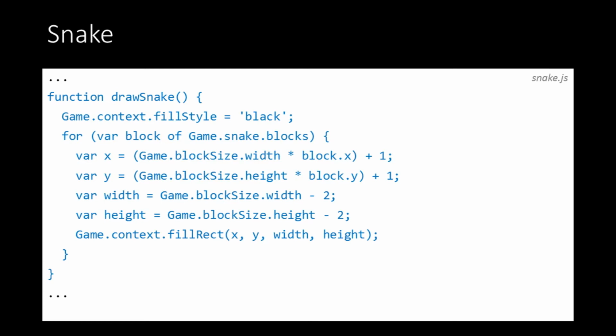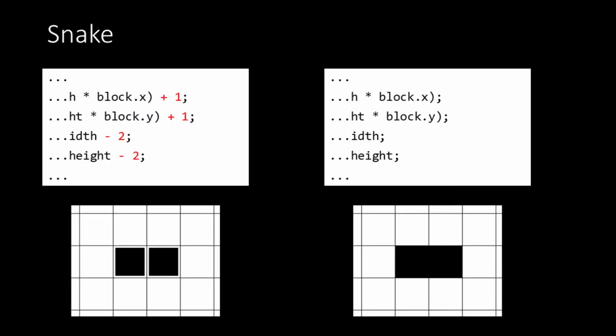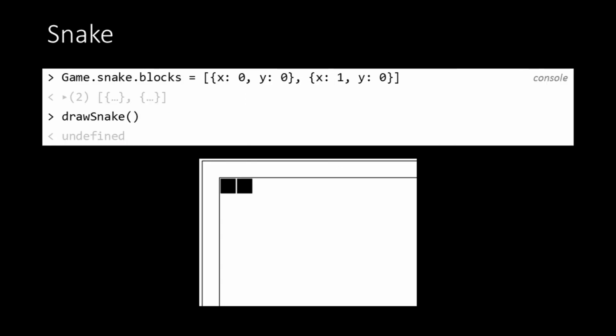Now you'll notice that these rectangles are offset and a bit smaller than the block size. This is to add some space between them. Here you can see a comparison with and without these offsets. Going to the browser console window, we can add some blocks to the snake object and then execute the drawSnake function. You should see 2 blocks drawn to the canvas.